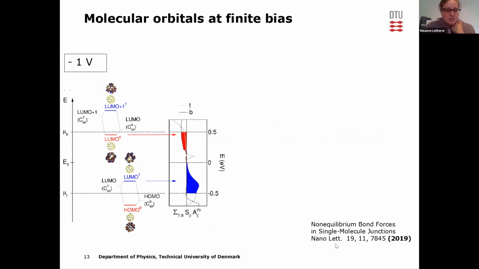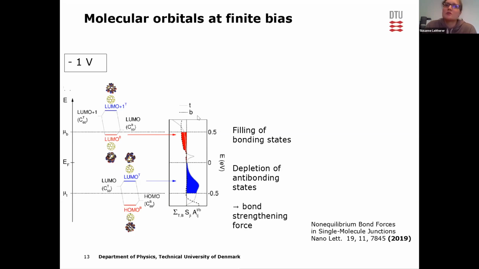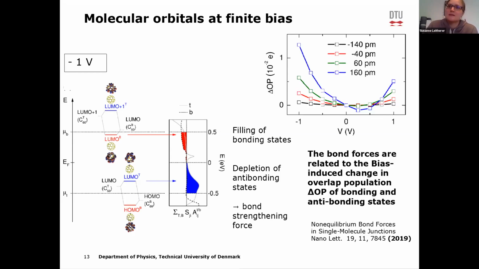relevant for bond formation in the conductance window. And we have actually shown that the applied bias leads to a filling of bonding states and depletion of anti-bonding states, which both cause this bond strengthening force, where the effect is more pronounced at negative bias. That's why we see this higher attractive force at negative bias. You're invited to read more in the paper on details of that.